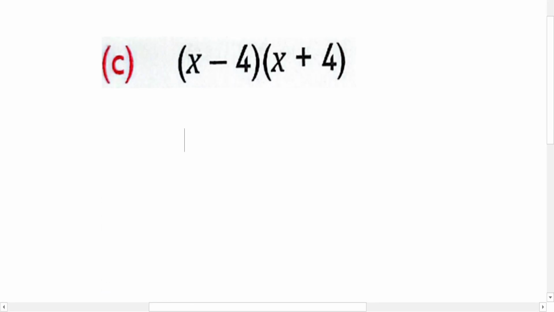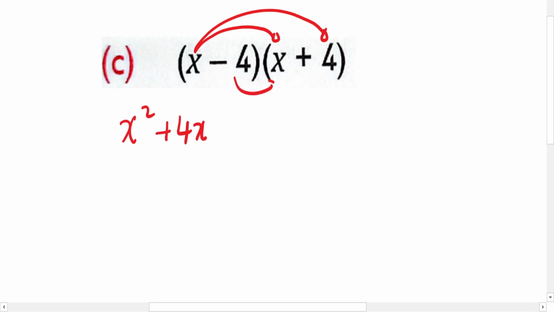Okay, now for this also you do the same thing. That is, do this times this, and then this times this. So x times x gives you x squared. X times 4 gives you plus 4x, and then minus 4 times x gives you minus 4x. Then minus 4 times 4 will give you plus 16. No, am I correct? No, minus 4 times plus 4 gives you minus 16, not plus 16.